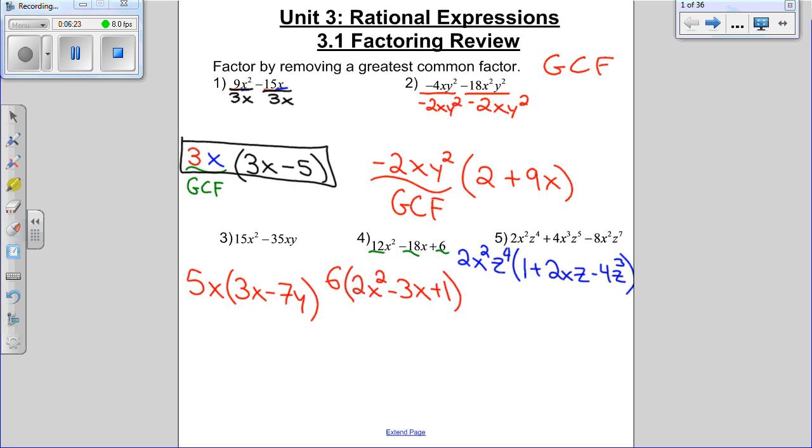What you're left with is not 2x squared minus 3x. You're left with 2x squared minus 3x plus 1. So don't forget that 6 divided by 6 doesn't just cancel out. It leaves you with plus 1.